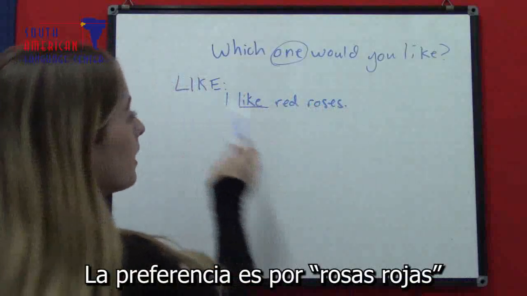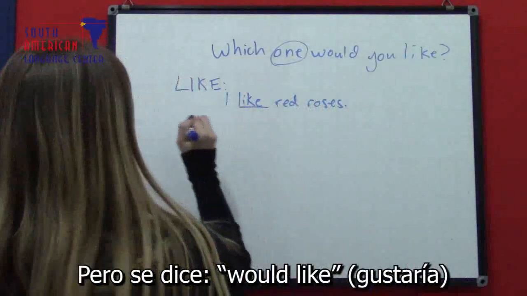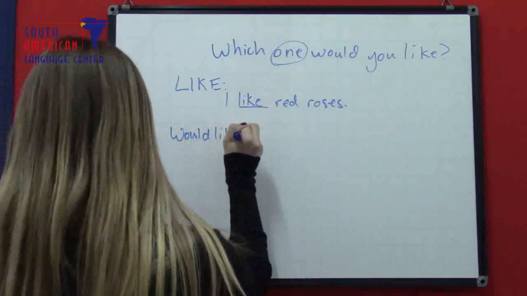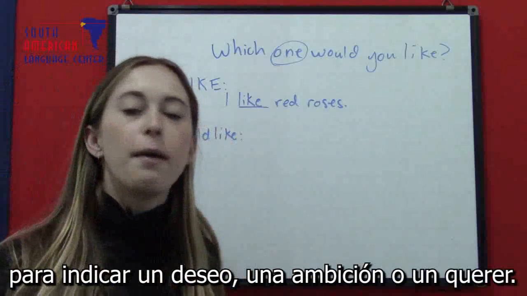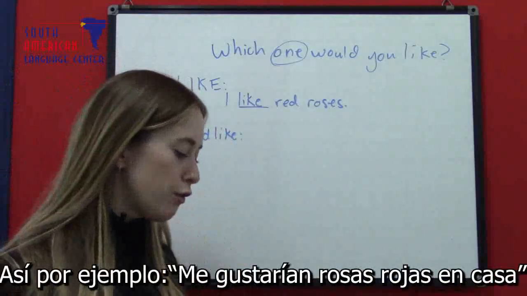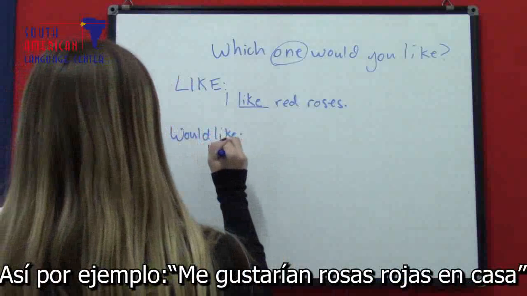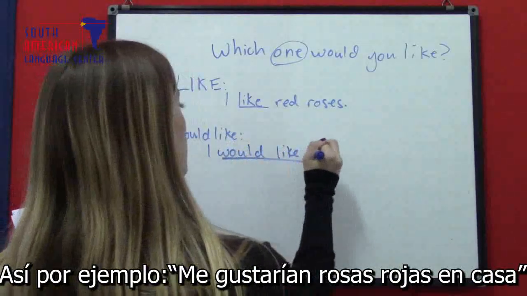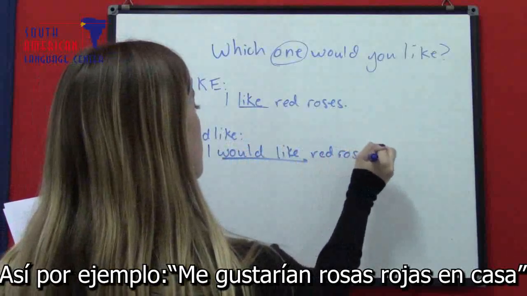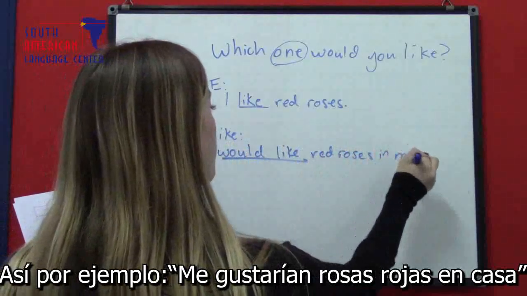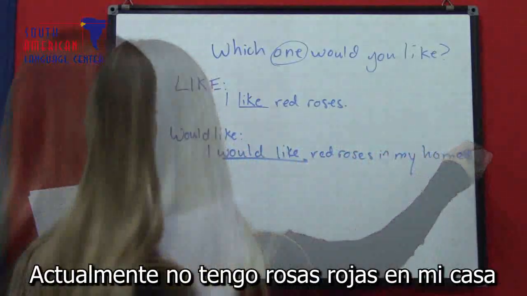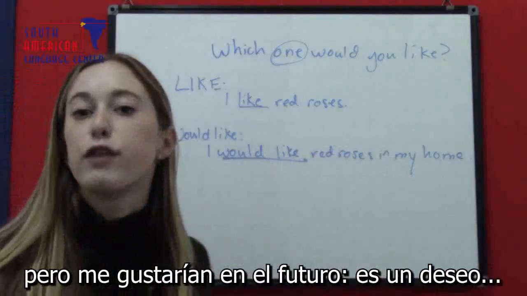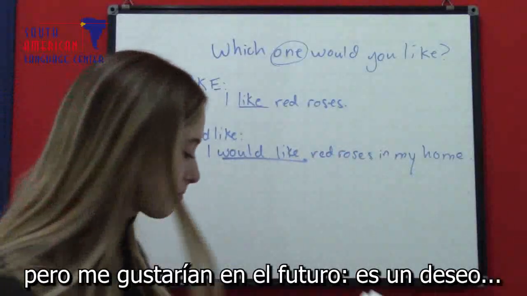The preference is for red roses, but you say would like to indicate a wish, an ambition, or a want. So for example, I would like red roses in my home. I don't currently have red roses in my home, but I would like them in the future. It's a wish and a want.